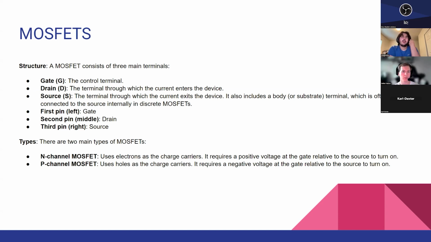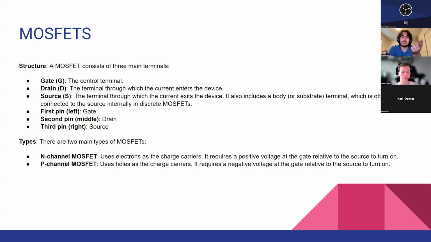A MOSFET has three terminals, three legs: left, middle, and right. We call them the gate, drain, and source. The first pin from the left is the gate, the middle one is the drain, and the third one is the source. Again, we have an N-channel MOSFET or a P-channel MOSFET, again electrons and holes.